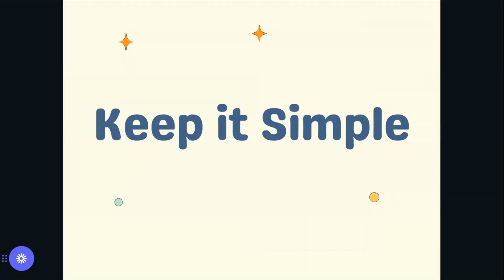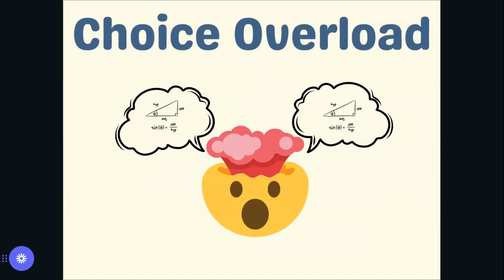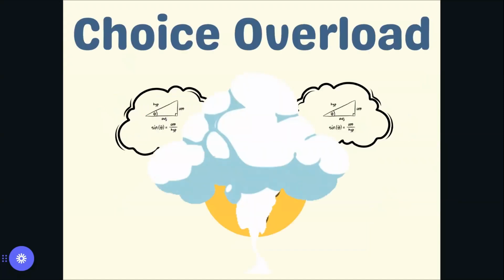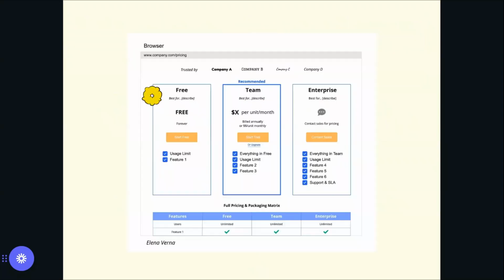Second is keep it simple. Offering 3 to 4 plans tends to work best. This strategy is rooted in the psychological principle of choice overload, where too many options can lead to decision paralysis. So providing a limited number of plans helps streamline the decision-making process for your customers.